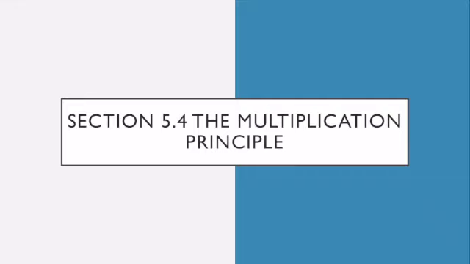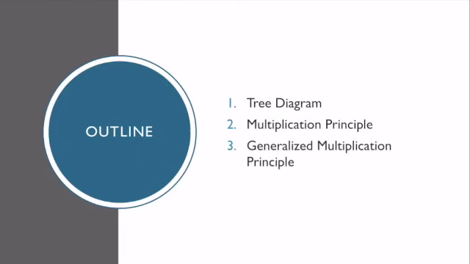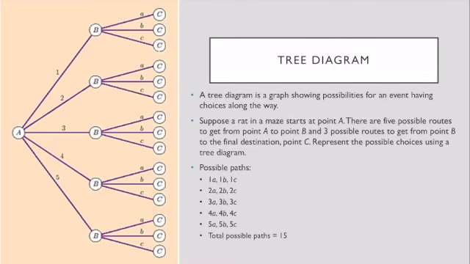Next thing I want to discuss is the multiplication principle. So we're going to talk about tree diagrams. I'm going to introduce the multiplication principle, and then we're going to generalize it. So a tree diagram is the way to show possibilities for an event having choices along the way.